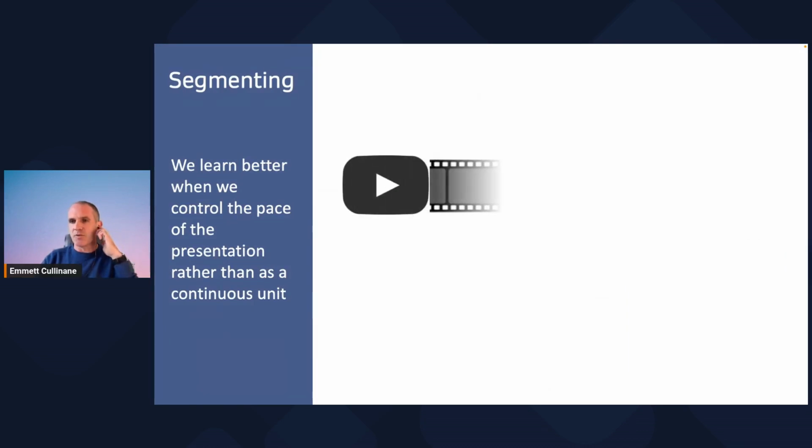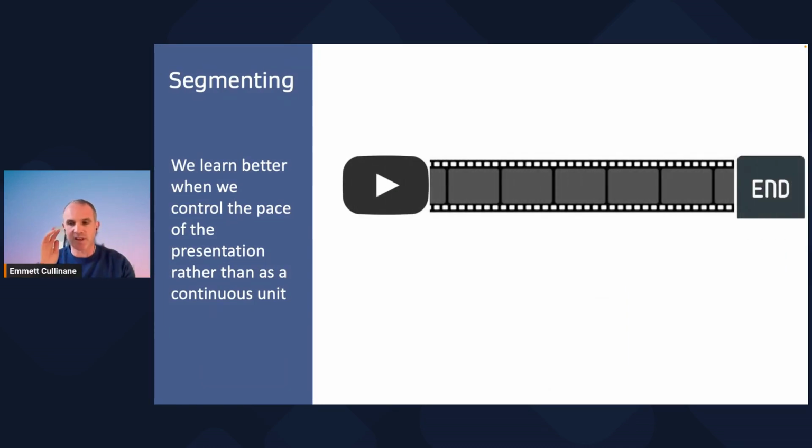Segmenting. We learn better when we control the pace of the presentation rather than receiving it as a continuous unit. We're adults, we're learners, we're doing learning content, we're absorbing learning. We want to be able to control the pace of our presentation.